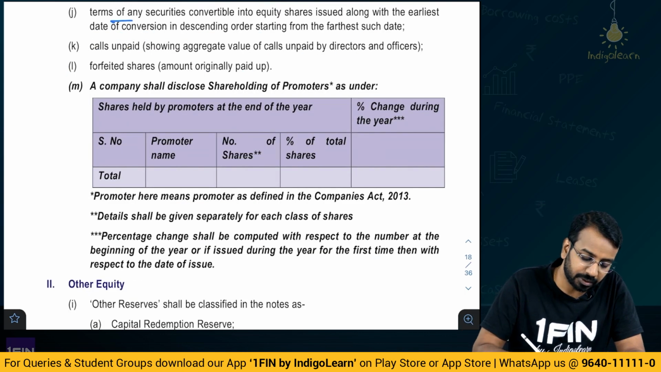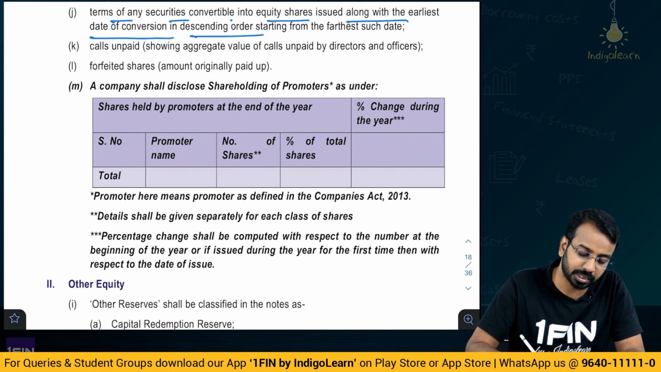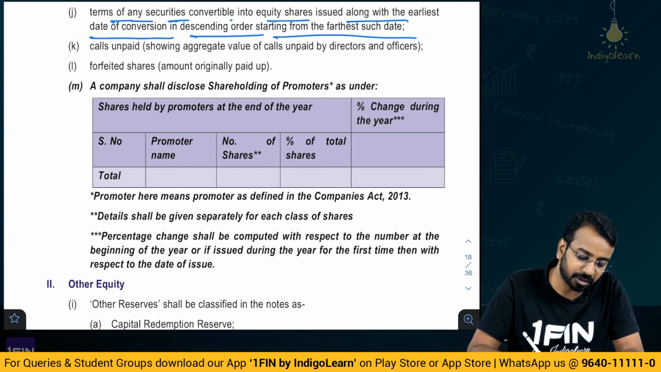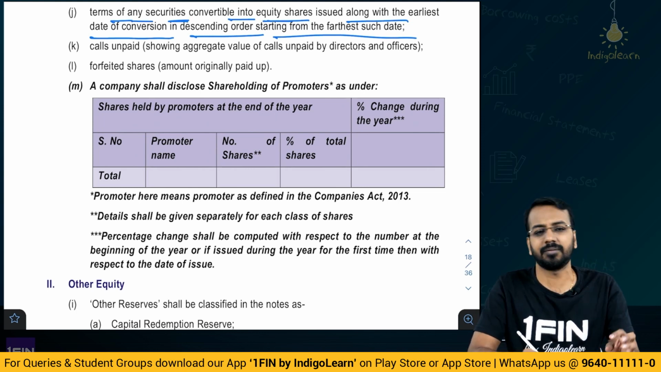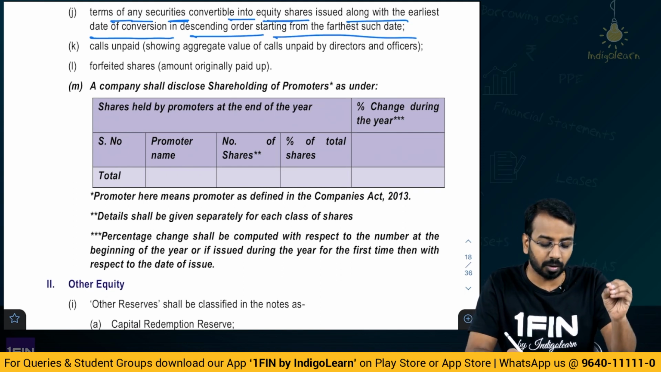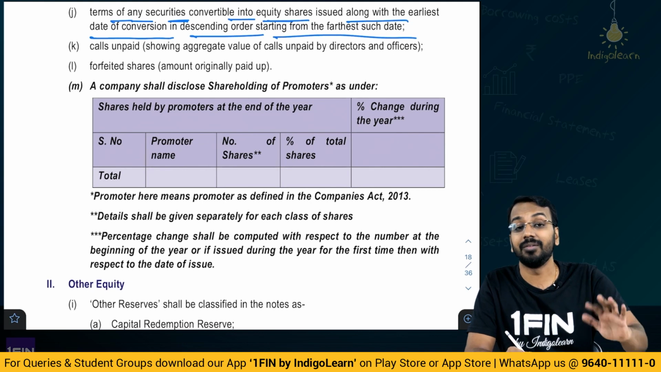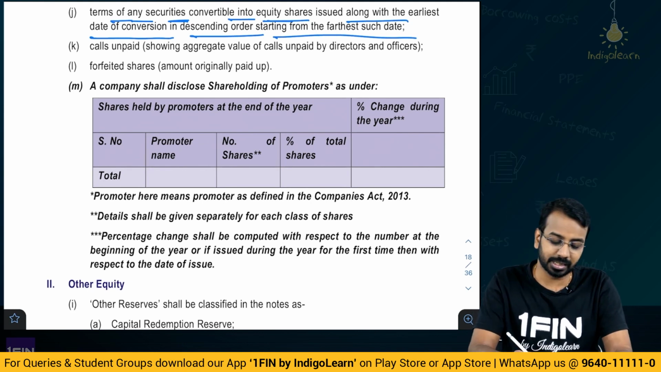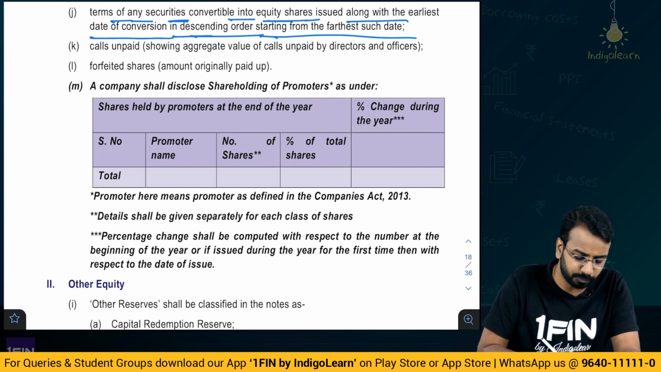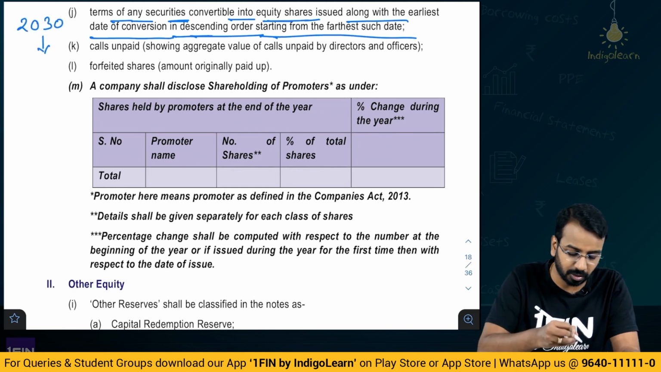Then terms of any securities convertible into equity shares issued along with the earliest date of conversion in descending order starting from the farthest such date. So what is the meaning of this? Terms of any securities convertible into equity shares, if you have issued convertible debentures. So the terms of the securities, that is the terms of the debenture which entitle them to equity shares, that has to be disclosed. In which order? In descending order starting from the farthest date. So you take the farthest date, let us say 2030, and in the descending order you have to show.